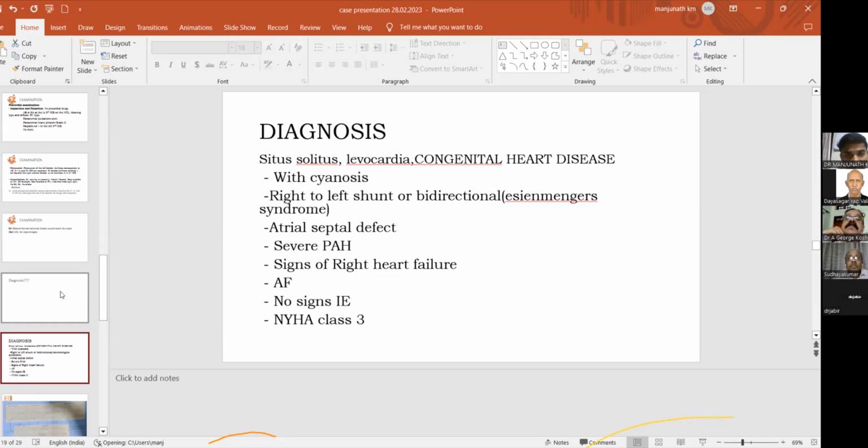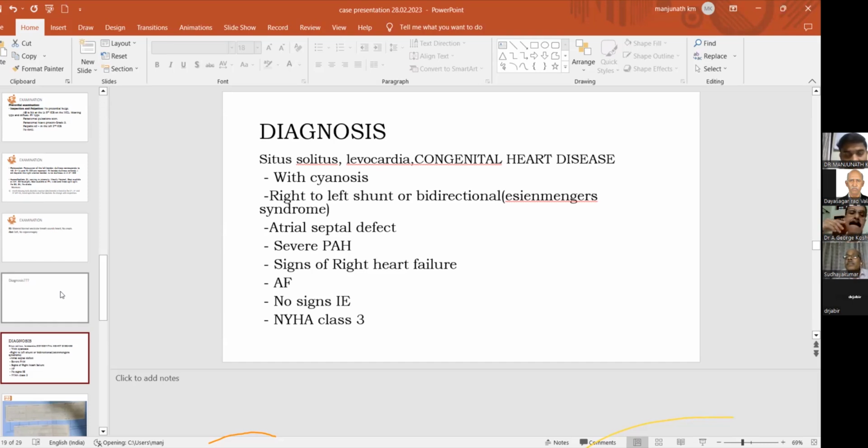Previously, it was the mean pressure of 25 as the definition for diagnosis. Now it has been changed to 20. What is the basis? What is the rationale, sir? Mean pulmonary artery pressure, they kept it like 14 plus or minus 3.3. So, considering the highest level of 2 standard deviations, they reduced it to 20.